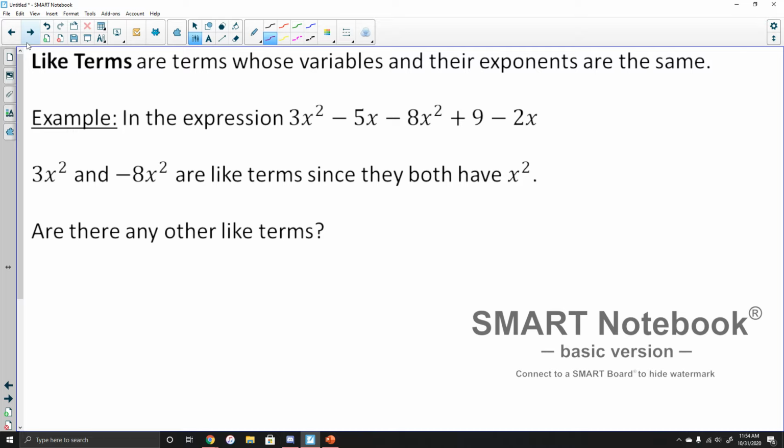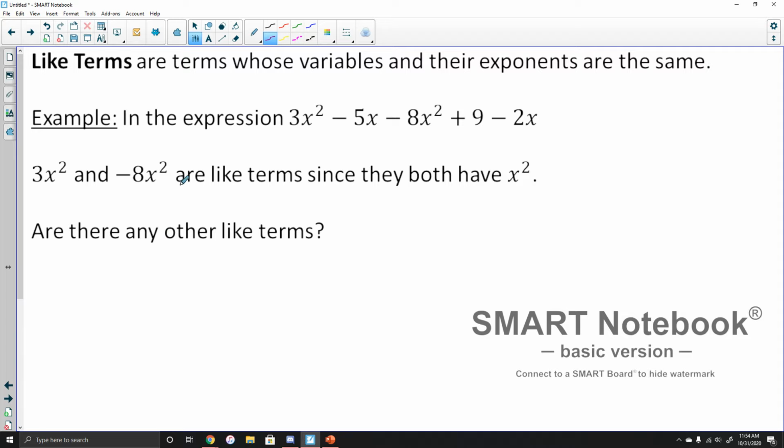And so like terms are terms whose variables and their exponents are the same. So for example, in this expression, 3x squared minus 5x minus 8x squared plus 9 minus 2x, a lot of words, right? 3x squared and negative 8x squared are like terms since they both have an x squared, right? That's whose variables, so they both have an x, and exponents are the same. They both have x squared, right?